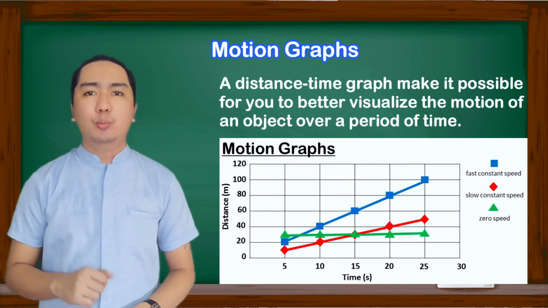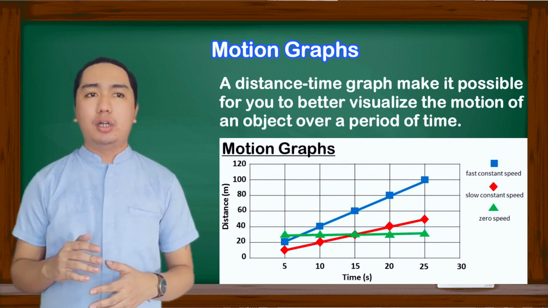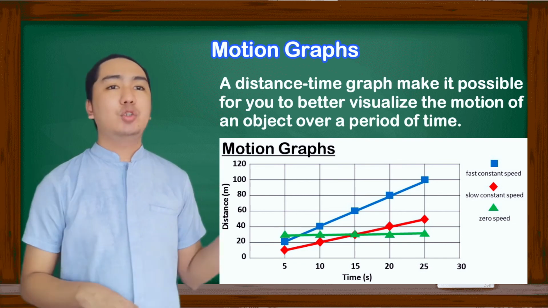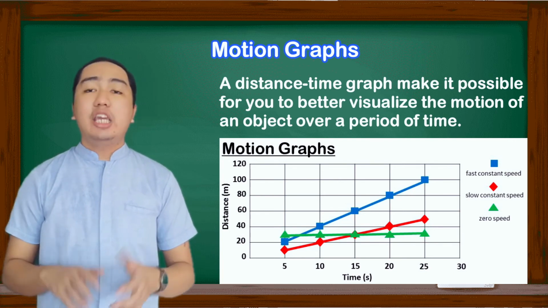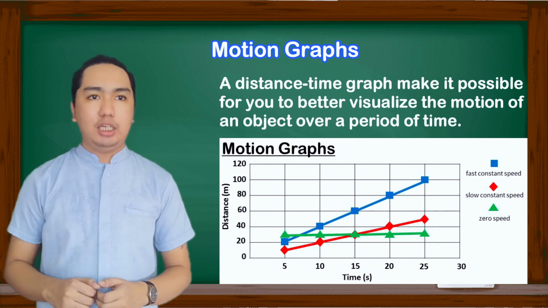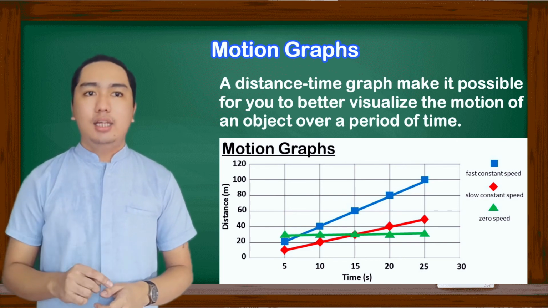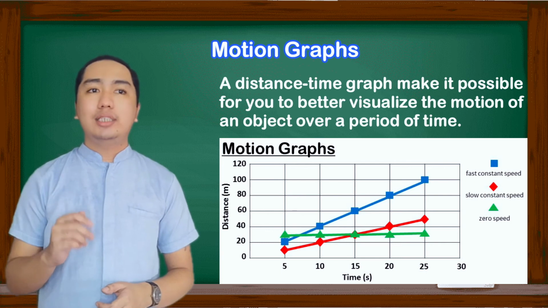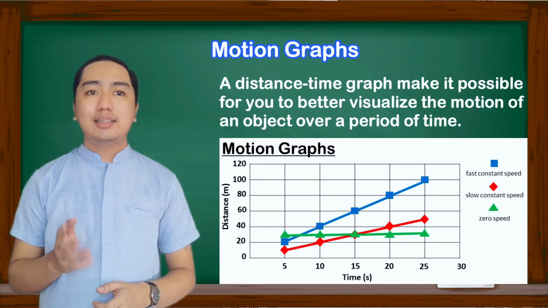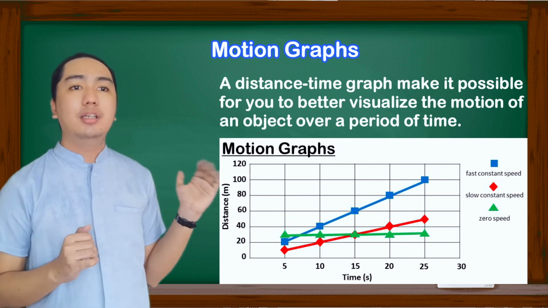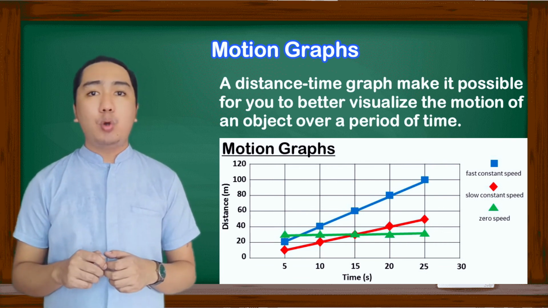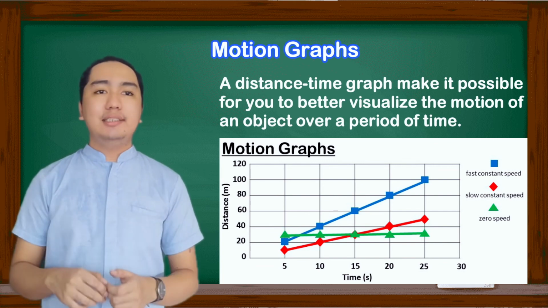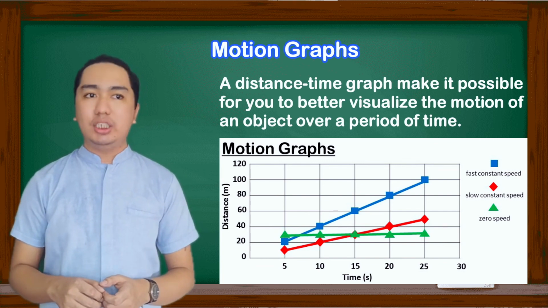When an object is moving fast, the line is steeper, that is the blue line, compared to that of the slow-moving object, the one in the red line. If the object is at rest, like a parked vehicle, then there is no speed, so the distance-time graph of an object at rest is a flat line with a slope of 0, that is the green line. If the slope is changing, your graph is curved upward or downward. This means that the speed is also changing.